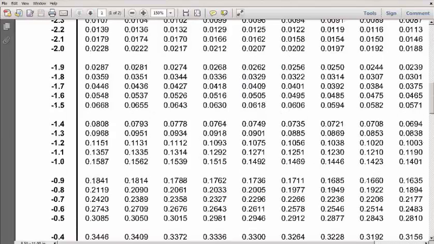And it is right here. I'll zoom out, and that's in the negative 1.7 row. Scroll up to the top, that is the 0.07 column. So my z-score would be negative 1.77, which I have here.